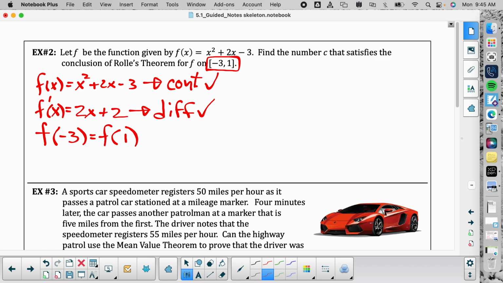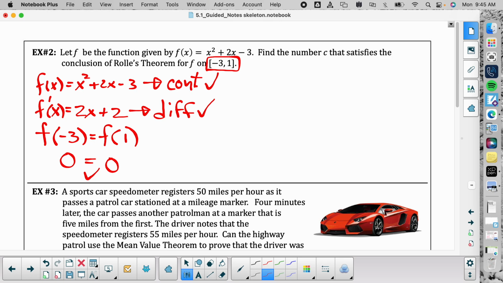If this was mean value theorem, we would have gone directly into the problem. But Rolle's theorem says check that they're level. So f of -3, 9 minus 6 minus 3 is 0. f of 1 is 1 plus 2 minus 3, which is also 0. So f of -3 is equal to f of 1.